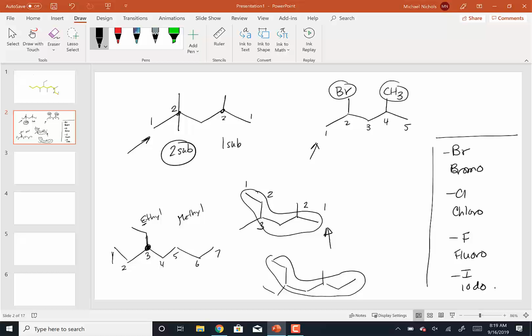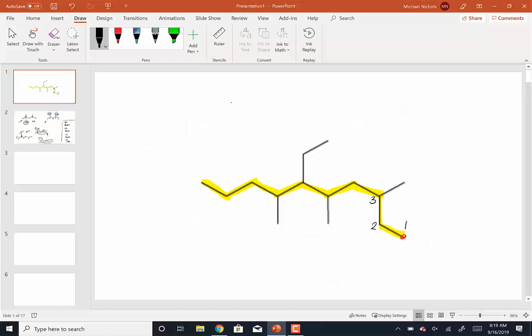Make sense? So if we go back to our problem here, I'm numbering from right to left. So 1, 2, 3, 4, 5, 6, 7, 8, 9, and 10. Now, we said at the beginning that this was a 10-carbon chain.